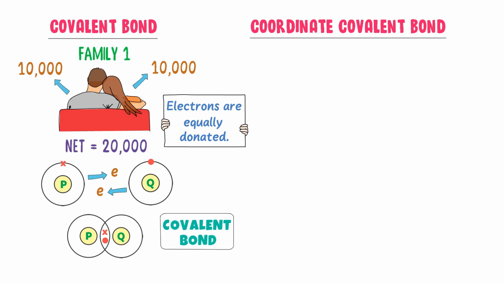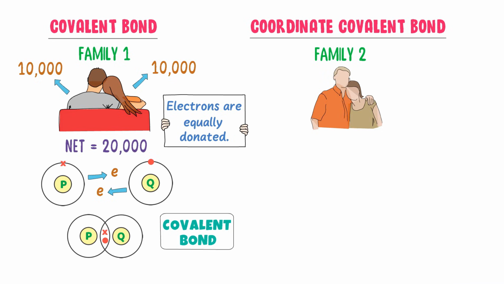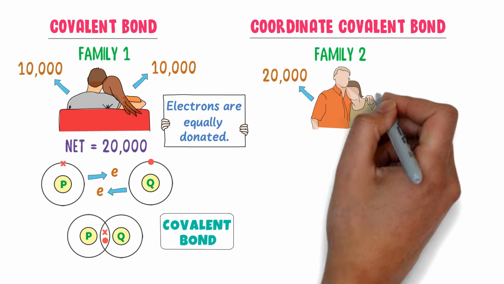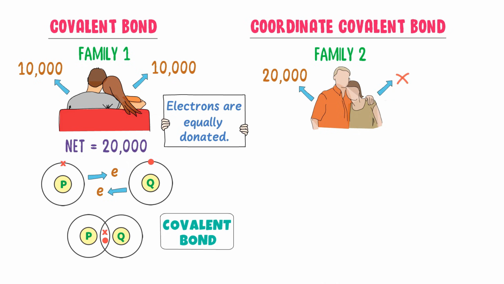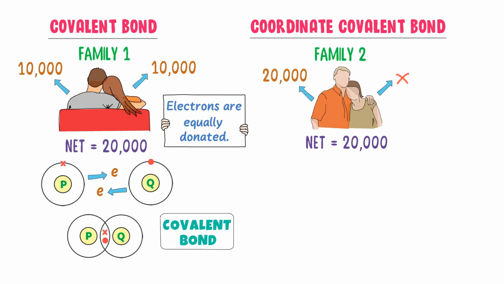On the other hand, consider family number 2. Let this be Mr. Najam and this be his queen. Let the salary of Mr. Najam be 20,000 and his queen remains in the house and she doesn't go to any job. So the net amount of this family is 20,000, but this amount is used by both of them, by Mr. Najam and by his queen.